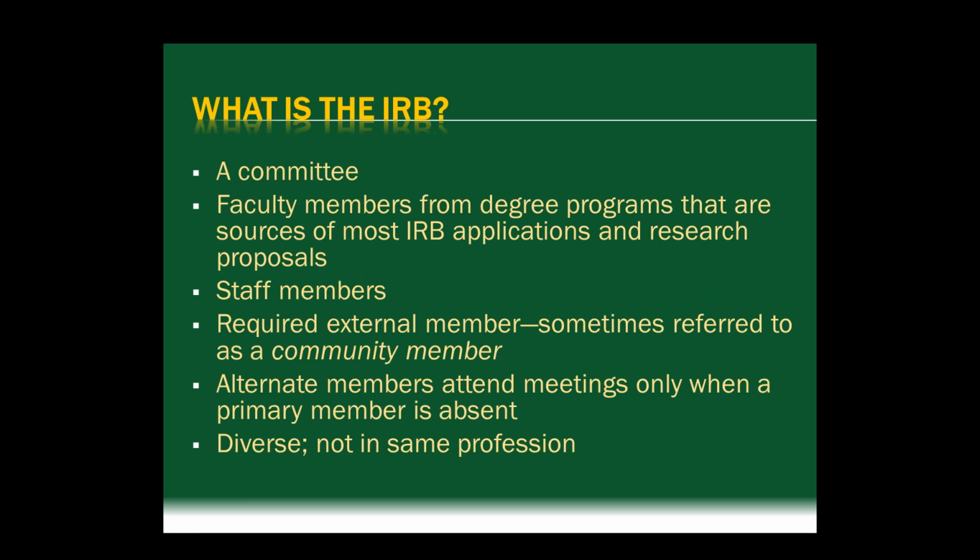The IRB is a committee. It consists of faculty members from the degree programs that supply the most IRB applications and research proposals for review. It includes staff members and a required external member, sometimes referred to as a community member. Alternate members attend meetings only when a primary member is absent. The members are diverse. They're not in the same profession: Master's faculty, PhD faculty, PsyD faculty, and of course the external member.